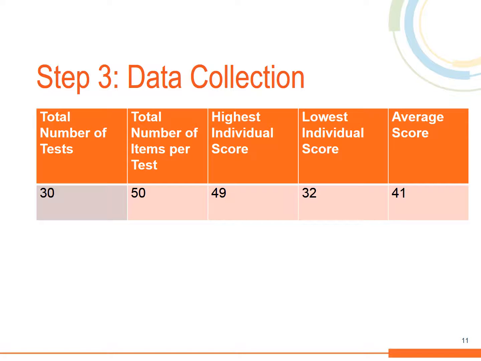The third column is the highest individual score. The highest score of all the 30 students in this class, the highest score that anyone achieved was a 49 out of 50. The next column is the lowest individual score. The lowest score of this whole class that anyone received was a 32 out of 50. And then the average score at the end. The average score here, after adding all of them together and dividing by 30, is a 41.